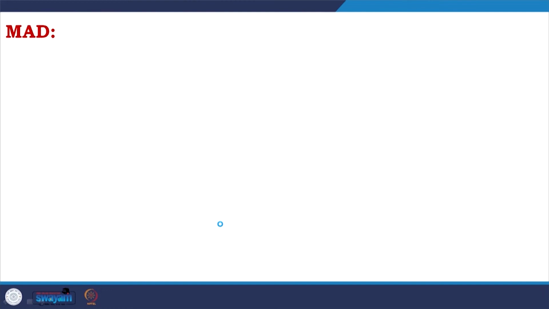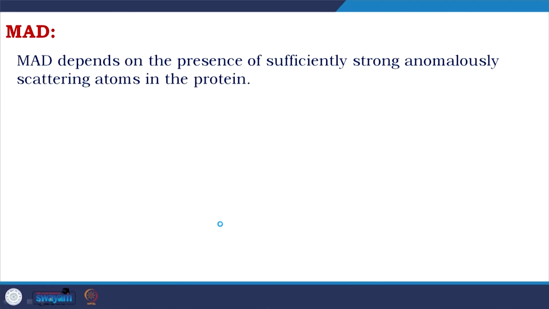So, getting phase is a comparison, any difference with an element with high electron content, with the element with anomalous scattering, any differences make, you are getting into your solution. MAD depends on the presence of sufficiently strong anomalously scattering atoms in the protein. Like as I talked about zinc, if you have one zinc and your protein is huge, then the presence of the zinc atom with respect to the carbon, nitrogen, oxygen would be much lower, you do not get good signal.